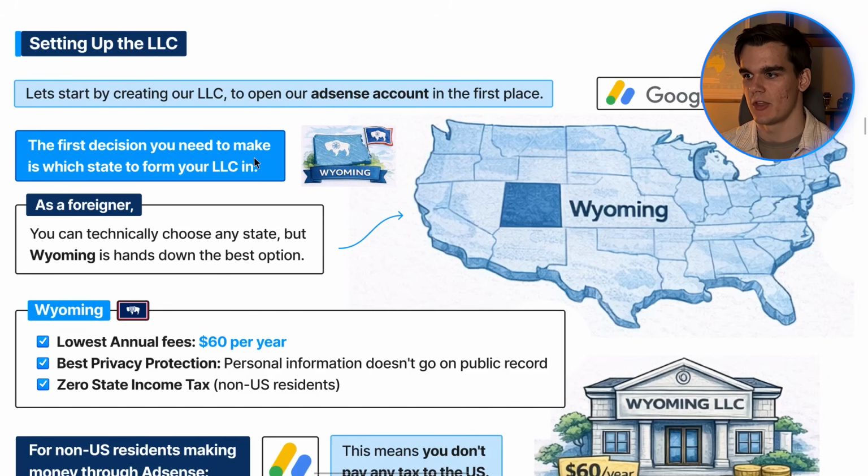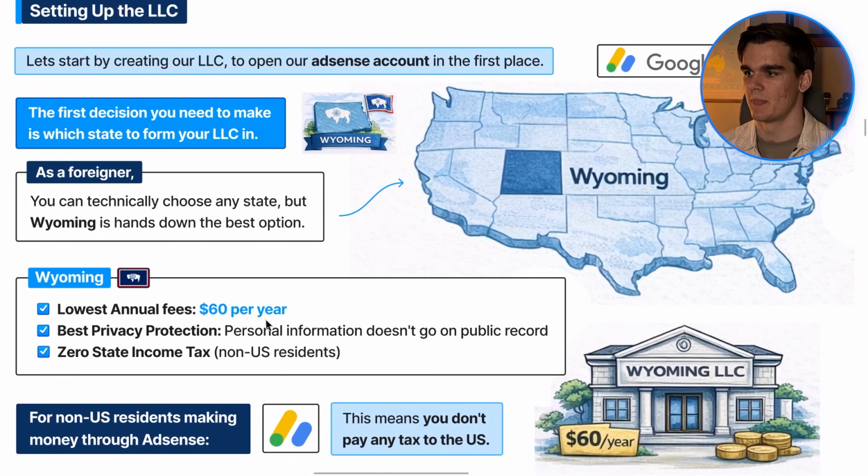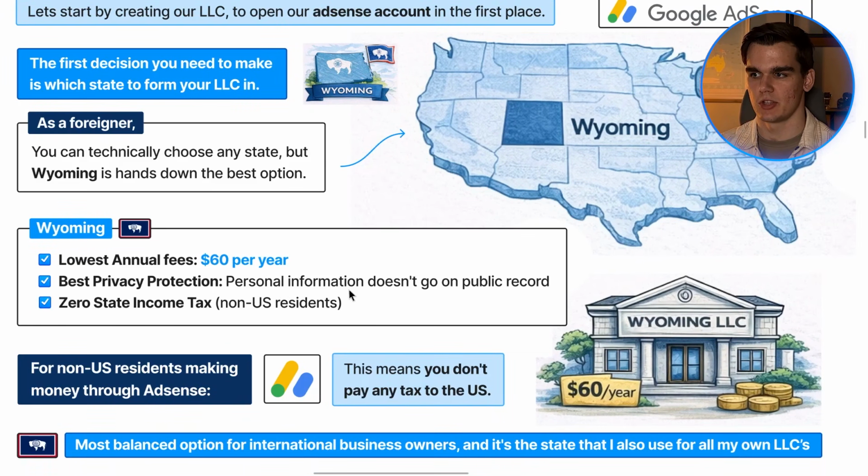The first decision you need to make is which state to form your LLC in. And as a foreigner, you can technically choose any state, but Wyoming is hands down the best option. Wyoming has the lowest annual fees, which is $60 per year, the best privacy protection, so your personal information doesn't go on public record, and most importantly, Wyoming has 0% state income tax. For non-US residents making money through AdSense, this means you don't pay any tax in the US. So for this tutorial, we're going with Wyoming because it's the most balanced option for international business owners, and it's the state I also use for all my own LLCs.